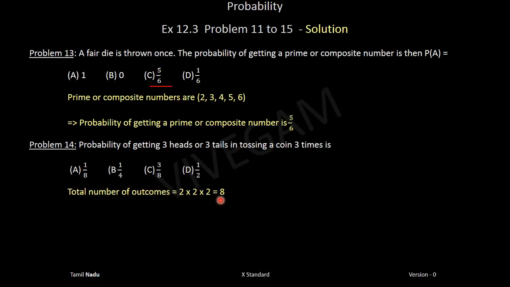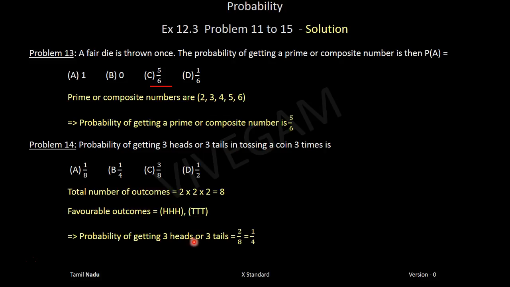Now we have the total number of outcomes 8, out of which you want the probability of getting 3 heads or 3 tails. So you can have H, H, H, all 3 giving you heads, and all 3 giving you tails. So these are the 2 favorable outcomes for us. All other outcomes are not favorable. So the total number of outcomes is 8. The number of favorable outcomes is 2. So the probability of getting 3 heads or 3 tails is 2 by 8, that is 1 by 4. So that is option B.